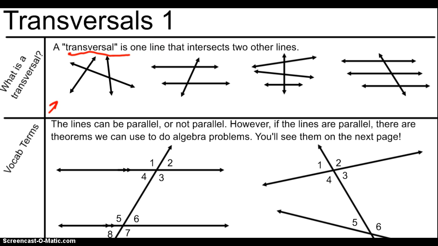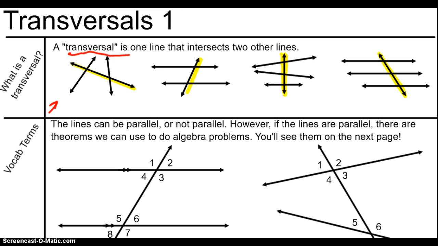Alright, so now that you've tried, here is a transversal. This line here is another transversal. It's cutting through or intersecting two other lines. This right here is also a transversal. Okay? This time it's cutting through three lines, and this right here is also a transversal.